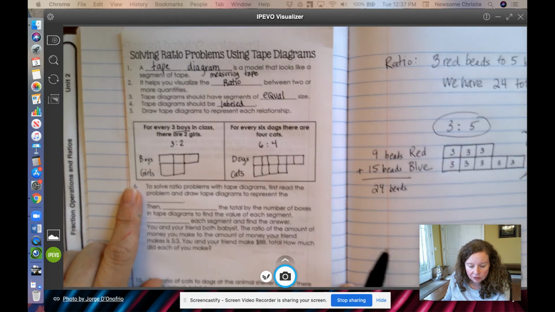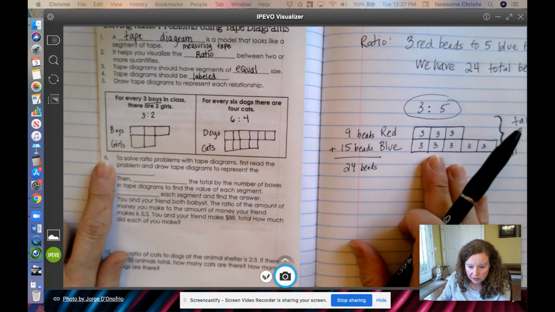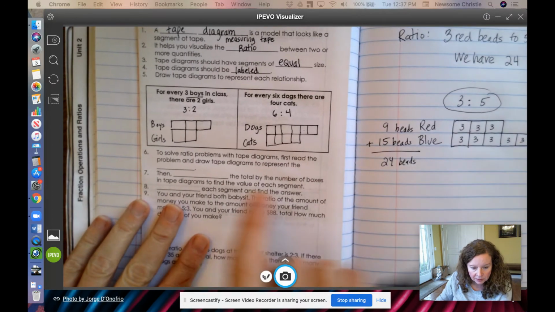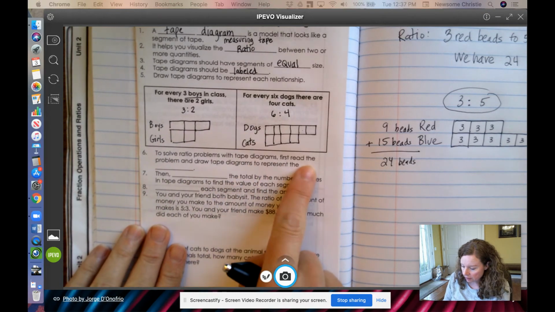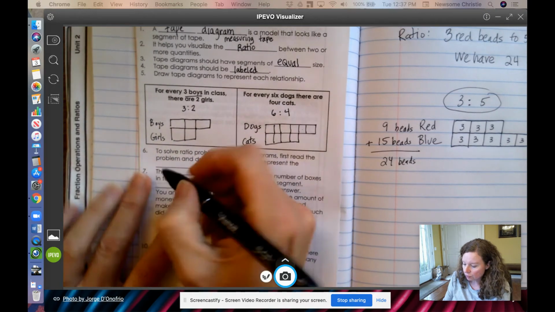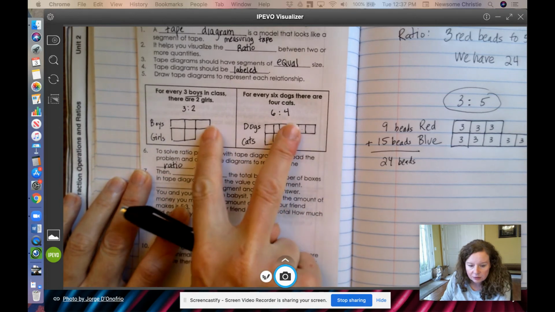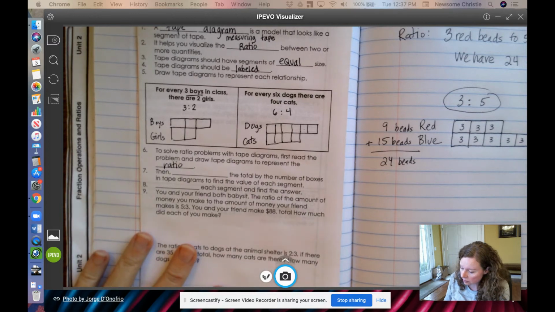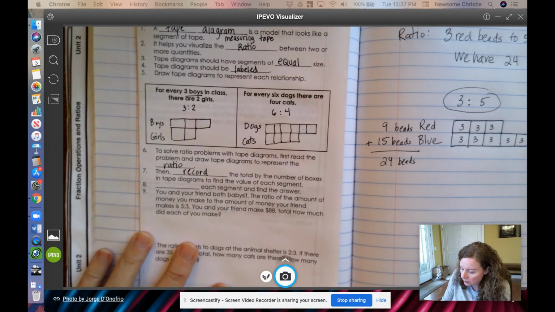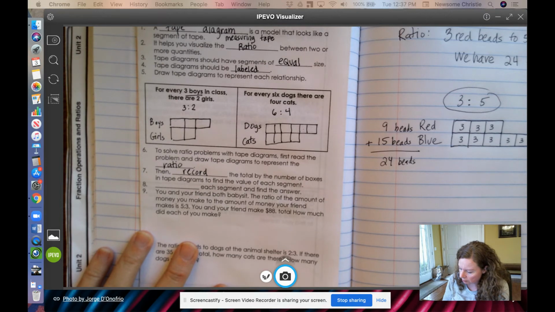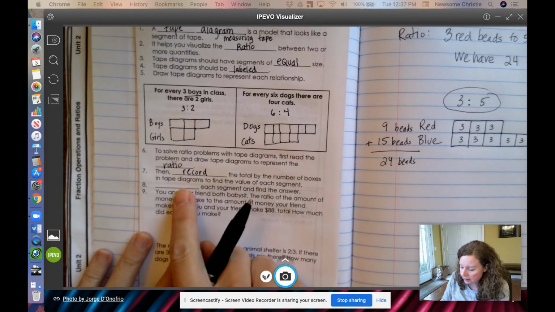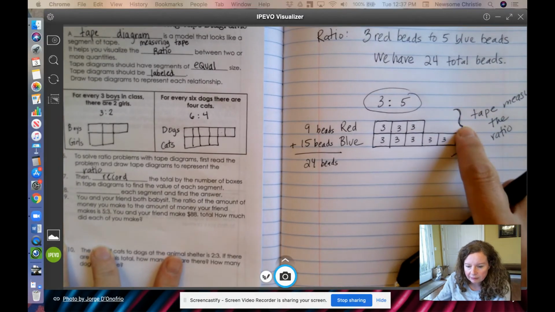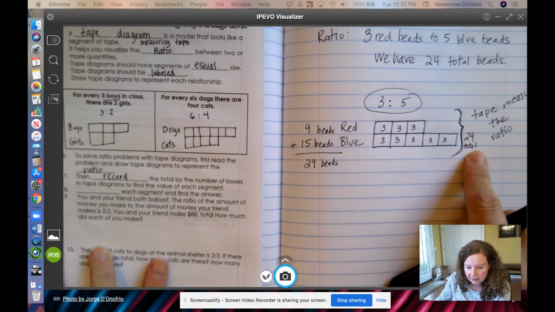Okay? Now we can use those to solve problems, and that's what I was doing over here. If we wanted to know how many red and how many blue we have, your tape diagram can help you solve that problem. So it says to solve ratio problems with tape diagrams, first read the problem and draw tape diagrams to represent the ratio. That's what we did right there. Then record the total, and count the number of boxes in the tape diagrams to find the value of each segment. Just like over here, I did that bracket and I recorded the total. That's the next piece you need to know.